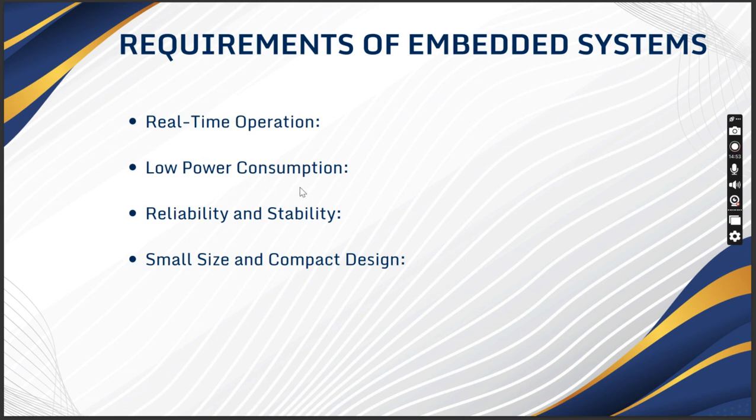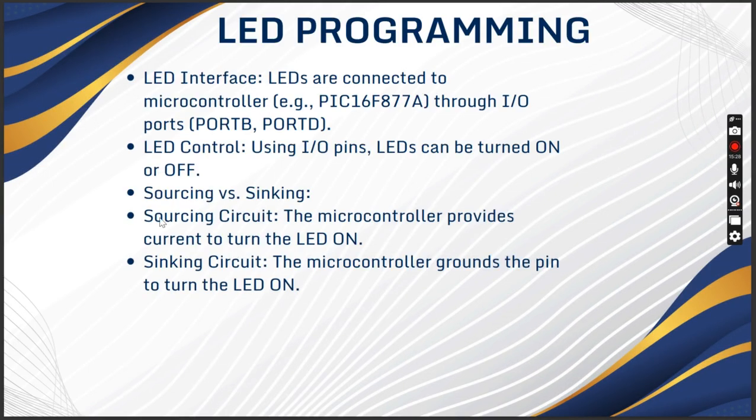Next one is low power consumption. Systems are designed to operate on limited power, like battery operated devices, etc. Next, reliability and stability. An embedded system must be dependable, especially in critical applications, like medical devices. Next one is small size and compact design. Space constraints are common in many embedded systems, for example wearables. Okay. Next we go through the LED programming.